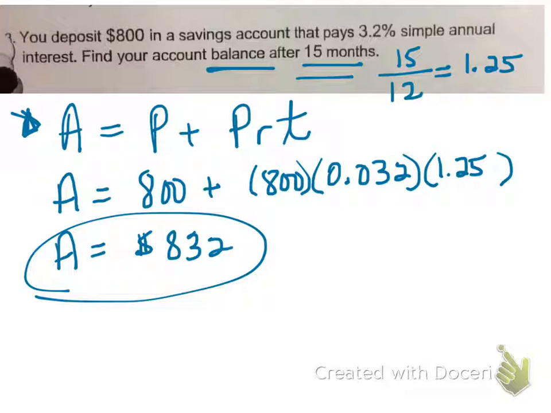So that would be the balance after depositing $800 into the savings account that pays 3.2% interest. And you're going to leave it in there for 15 months. So at the end of 15 months, you have $832.